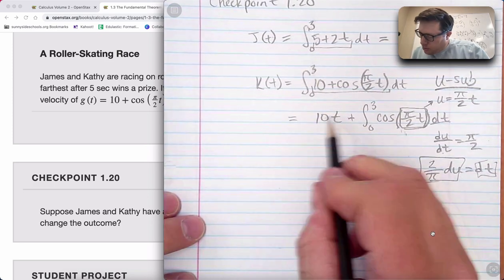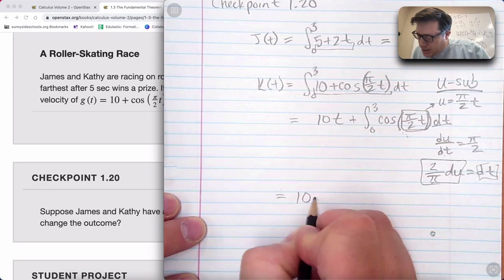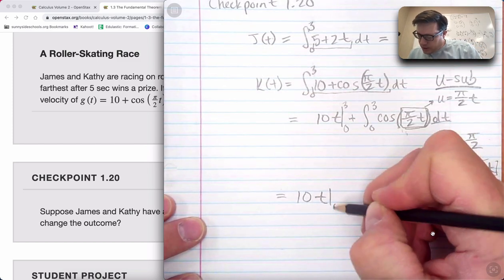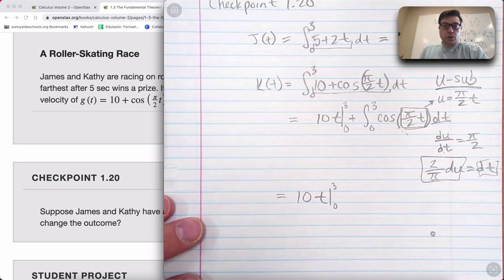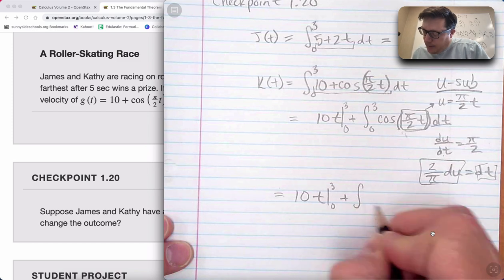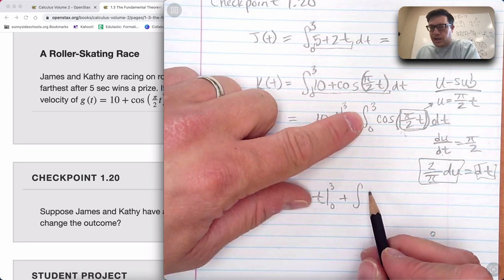So I'm going to rewrite. We have 10t. I forgot to put my limits of integration. Once again, thank you for not rage quitting at the computer. Where'd they go? They were there the whole time. It's just my brain. Plus the integral. I'm not going to put the 0 and the 3 down for a second. I want you to see why.